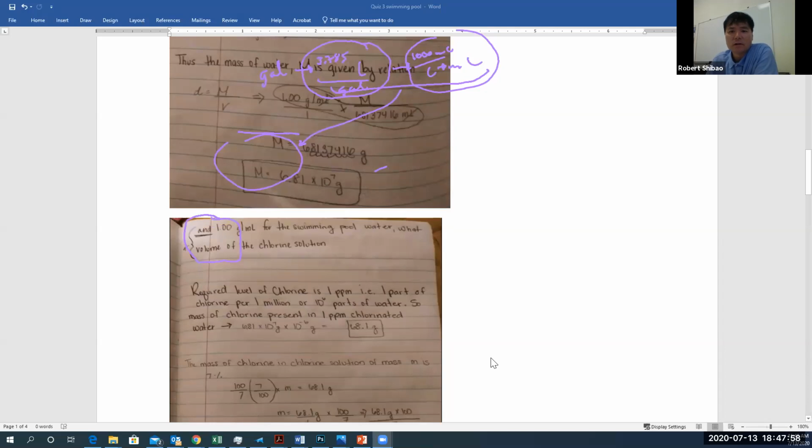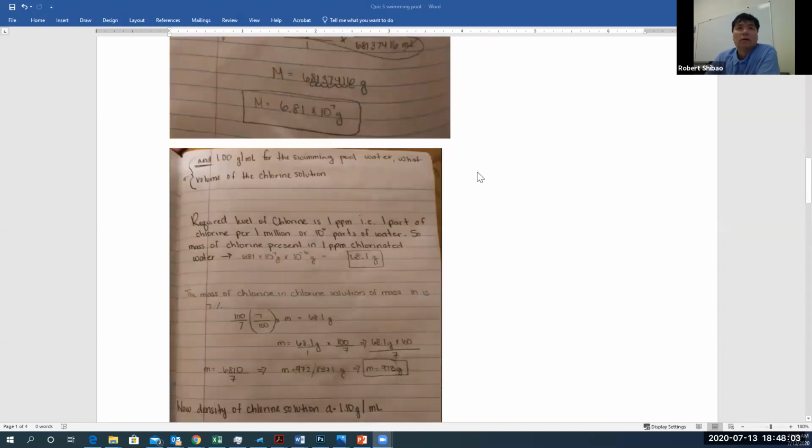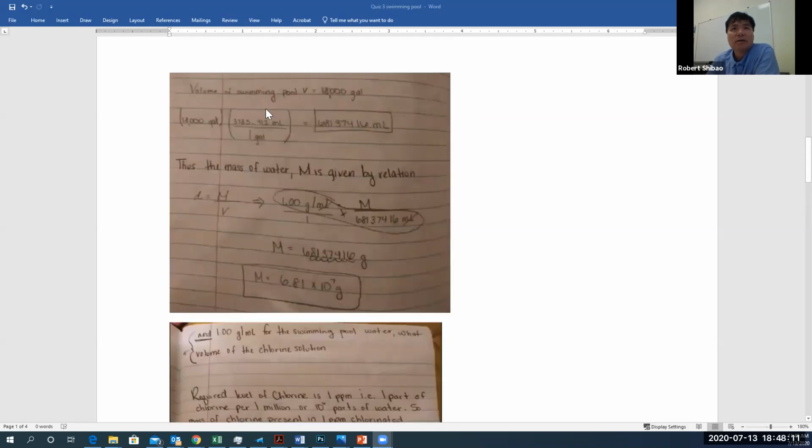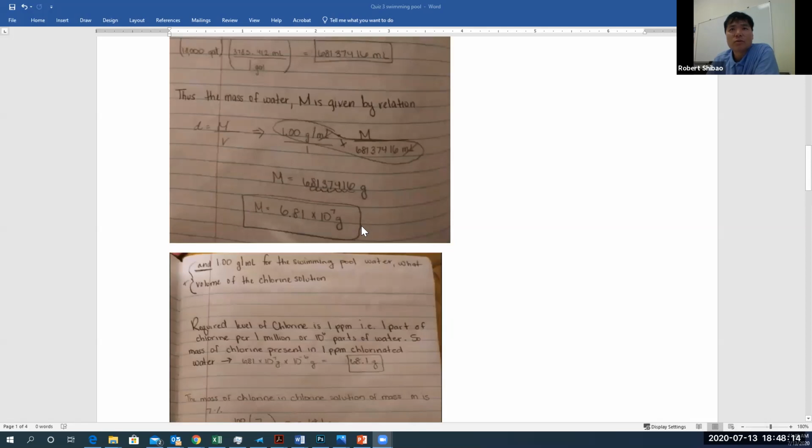Okay, let me clear these drawings here. So now we have grams, but grams of what? Let's say mass of water, and we have to carry that down here. This has got to be swimming pool water, so grams of swimming pool water. You have to make sure, and 1.1 chlorine solution. So here, this is grams of swimming pool water.